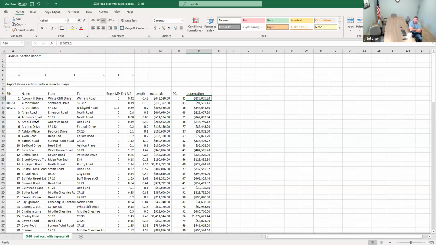Yeah, and as I said, there are some other things I can show that I don't have on here that are part of the program, to Kate's point of surface treatment, reconstruction. There are different categories that can be chosen to give each road a longer useful life.